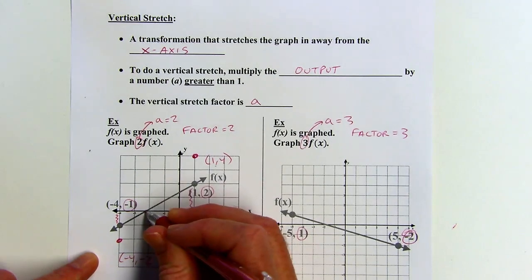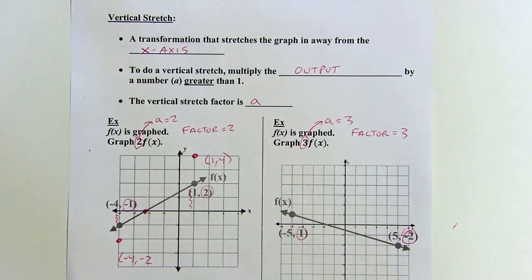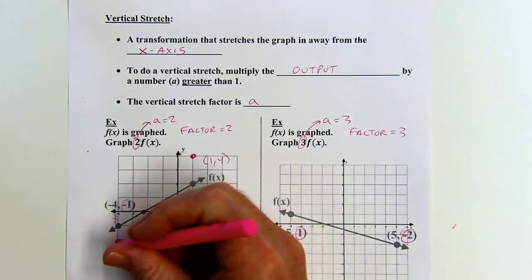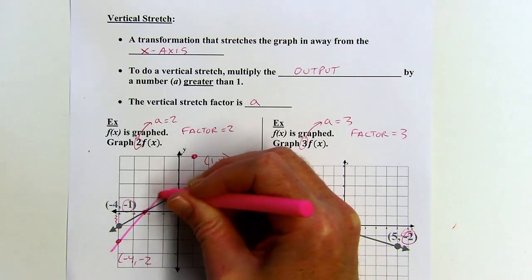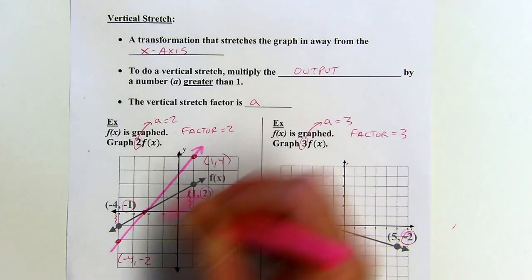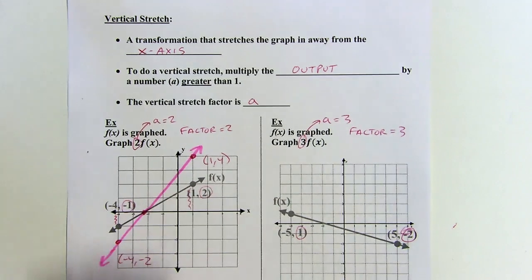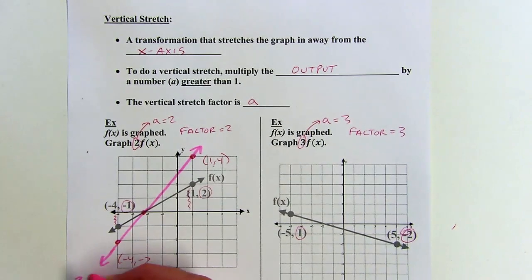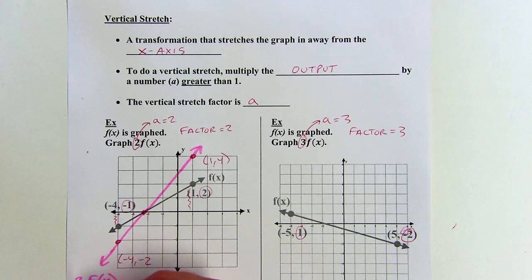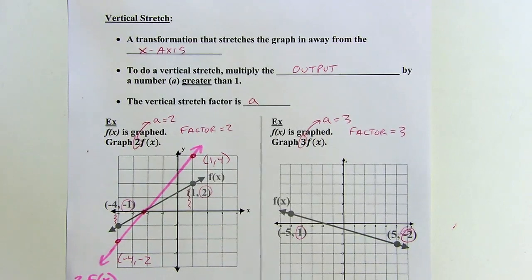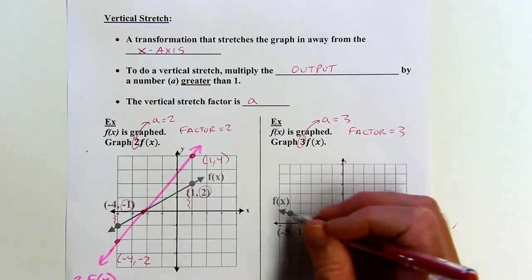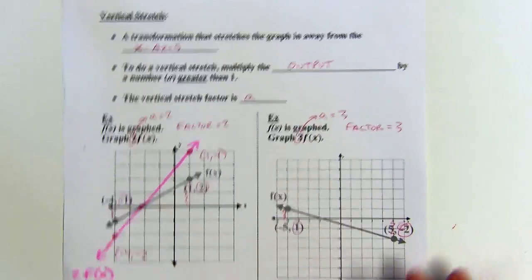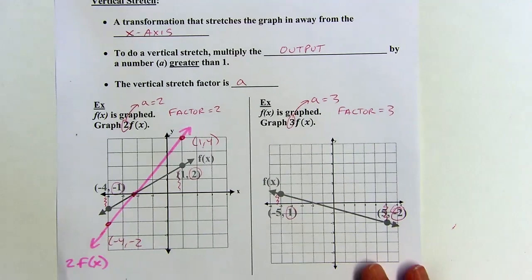The x-intercept is going to stay the same. It should line up anyways if you draw a nice straight line, but I kind of like to just mark it to give me one more point to help me draw. Okay, and then I've got this would be 2 times f of x that I just drew. All right, here my factor is 3, so that means that these distances are going to triple. The distance to the x-axis is going to triple.